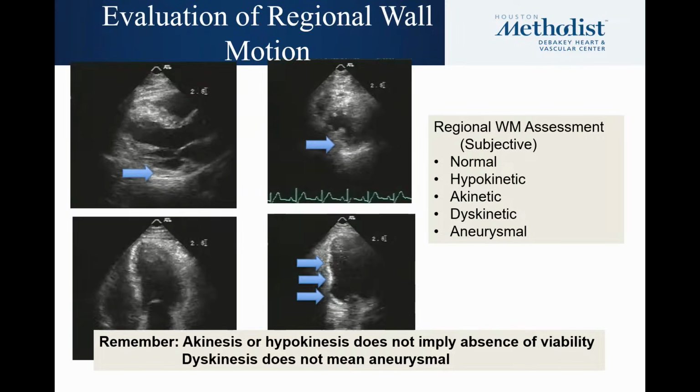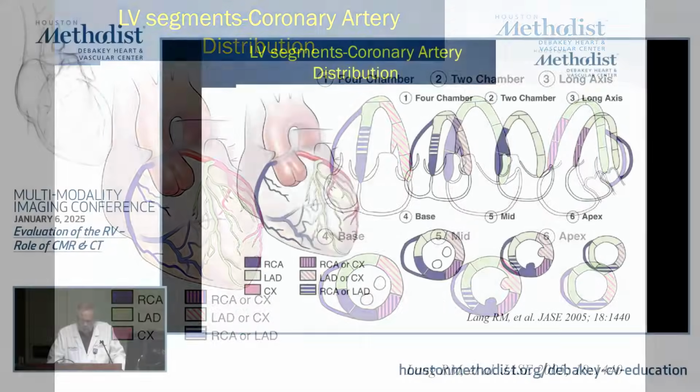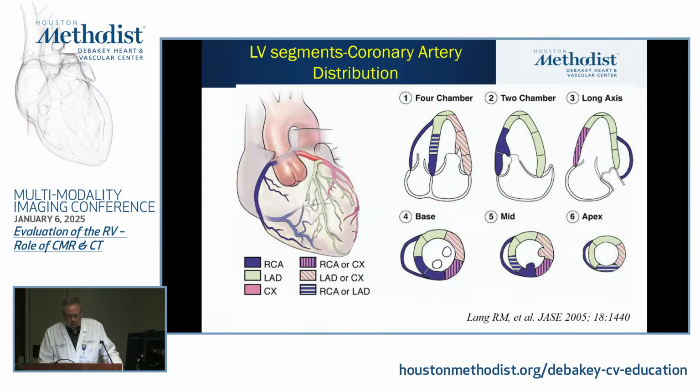All right. You're all familiar with the 17-segment distribution and the different coronary arteries that relate to that, and the fact that the circumflex and the RCA do share some potential territories in the posterior and even sometimes the posterolateral wall, depending on which of those vessels is more dominant.